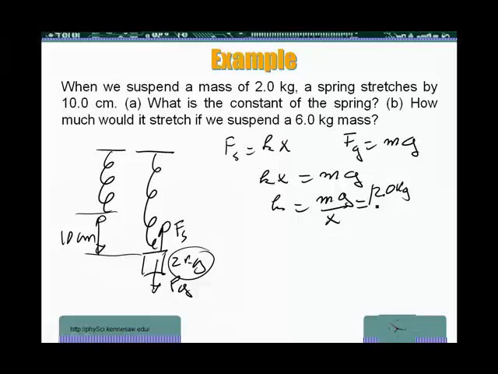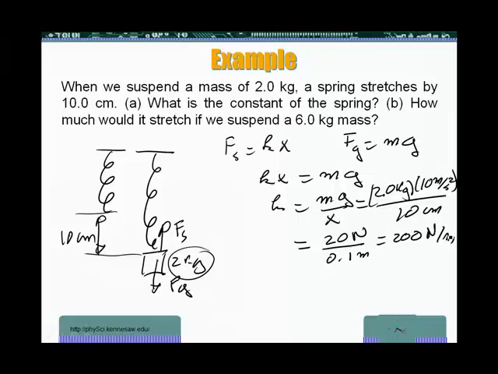which is in this case 2.0 kilogram times 10 meters per second squared over 10 centimeters. Okay, the 10 centimeters, of course, I have to convert it to meters. That would be 0.1 meter, so that's going to be 20 newtons, that's the numerator, over 0.1 meters. So that's going to give me 200 newtons per meter. That's my spring constant.